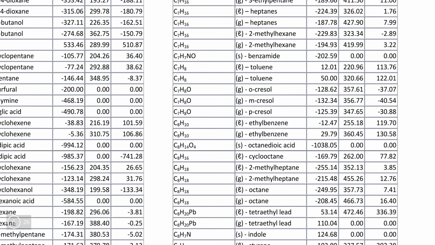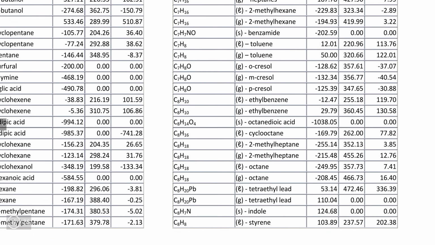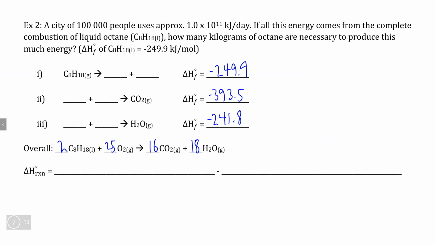You'll have to be careful when using a data table like this because you can see that C8H18 has multiple entries based on the state of matter or what type of isomer you're looking at. But we can see, if we look carefully, liquid octane has the standard molar enthalpy of formation value that matches the one in the question that we were given.